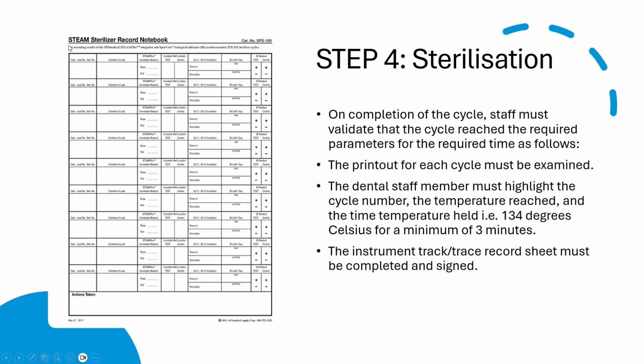This is the steam sterilizer record, just to give you an idea of how the record book would be. On completion of the cycle, staff must validate that the cycle reached the required parameters for the required time. The printout for each cycle must be examined. The dental staff member must highlight the cycle number, the temperature reached, and the time the temperature was held, that is 134 degrees Celsius for a minimum of 3 minutes. The instrument track and trace record sheet must be completed and duly signed by the person responsible.